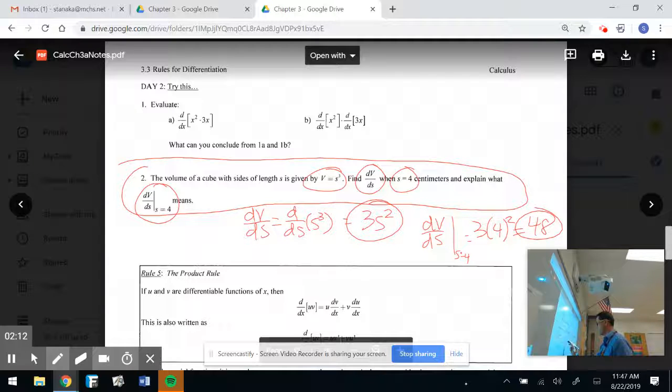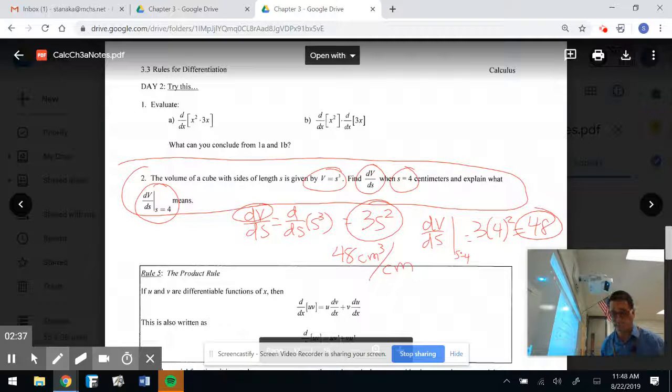Now, a couple of things. V is volume, so a volume would be centimeters cubed. I'm already helping out my answer with the units. So that'd be centimeters cubed per s. What does s stand for? That would be my sides, which would be in centimeters. That'd be the units of the sides.